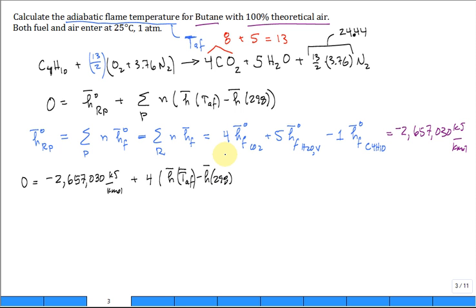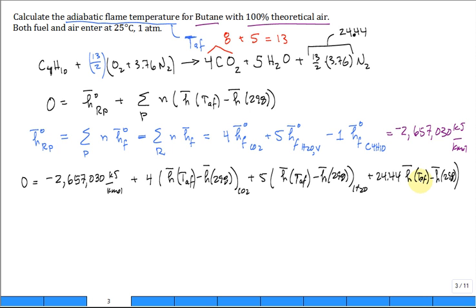for the CO2, plus 5 times the molar enthalpy at the adiabatic flame temperature minus the molar enthalpy at 298 for the H2O, plus 24.44 times the molar enthalpy at adiabatic flame temperature minus molar enthalpy at 298, all of that for the nitrogen.